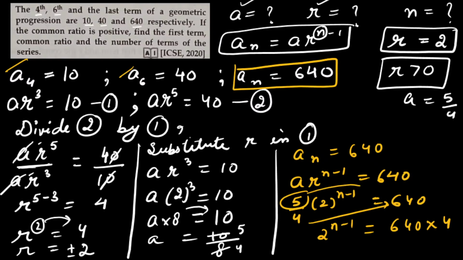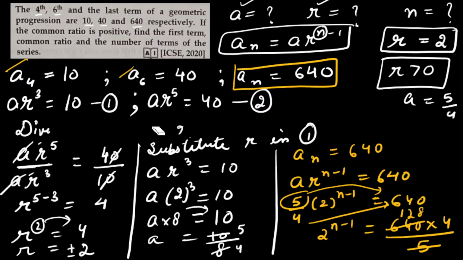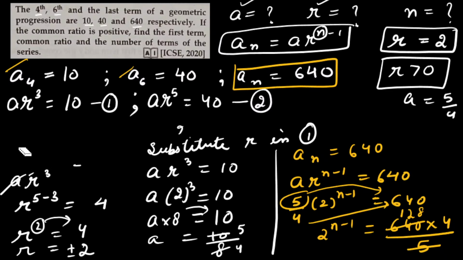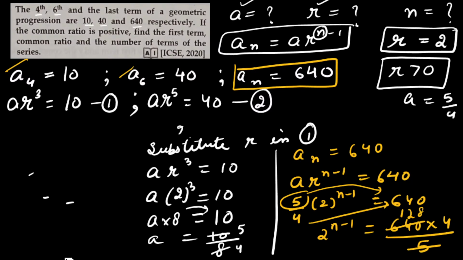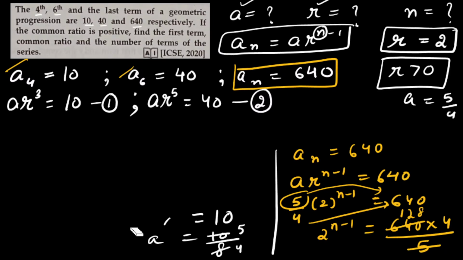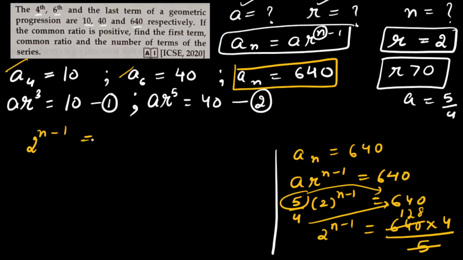And let's shift this 5 also to the other side. With this side it is getting multiplied. When I shift it to the other side it will get divided. So let's do cancellation. 5 into 1, 5 into 2, 128 into 4. So I have got 2 to the power n minus 1 is equal to 128 into 4.